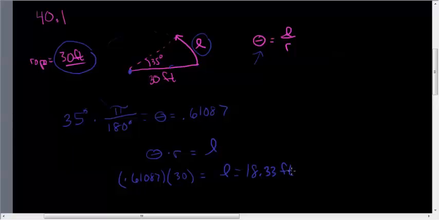18.33 feet. All right, lesson 40, 18.33 feet is correct. So the idea here is a radian angle is the ratio of the length divided by the radius. Converting degrees to radians is to multiply by pi over 180. 180 degrees is pi radians. So that's 40, number 1.